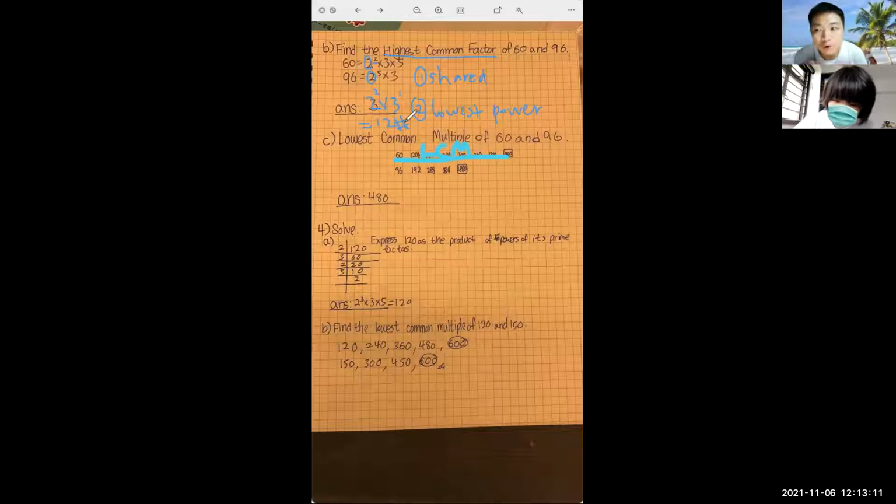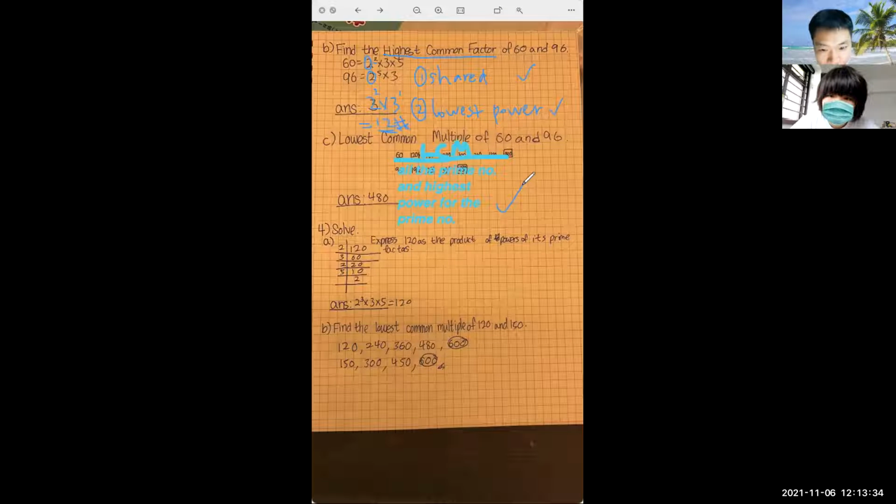If you don't write index notation, because the question never asks you to write in index notation, you have to write it in the answer itself. So the answer is 12. Step 1 must be shared. And then of course must be lowest power. And for the lowest common multiple, all the prime numbers with the highest power for each prime. Very good. So this is the definition.